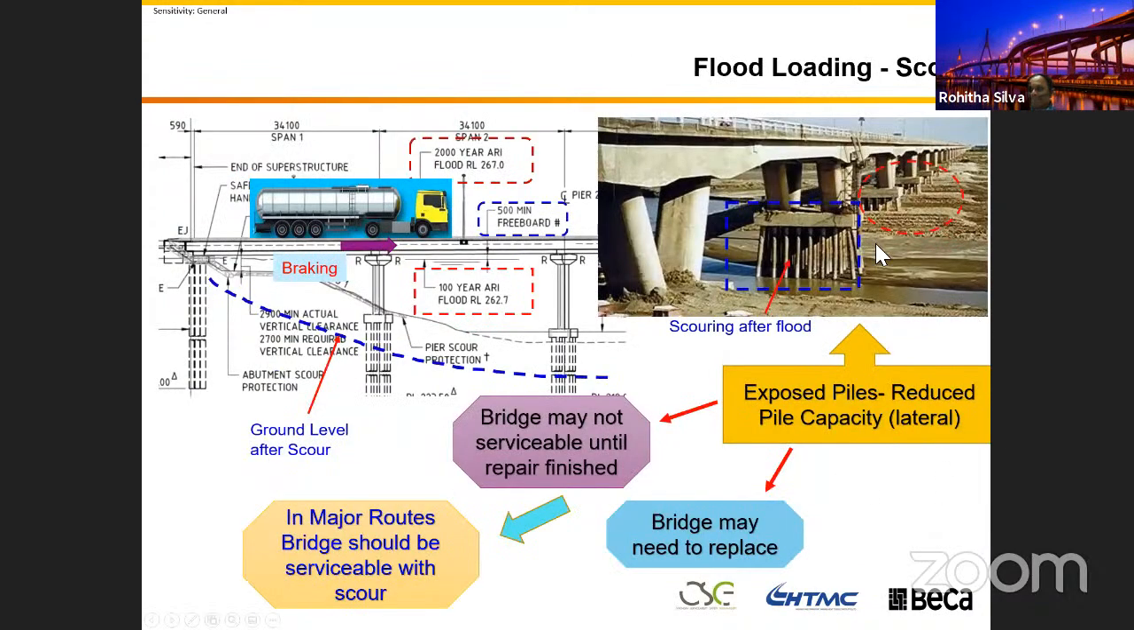And when there's a flood, you can see from this picture all these piles, these raked piles, I think it's an old bridge, all exposed in this river. You can see this river is quite long, right? When these piles are all exposed, the lateral resistance provided by the soil will disappear, and we really don't know exactly what is underground as well.